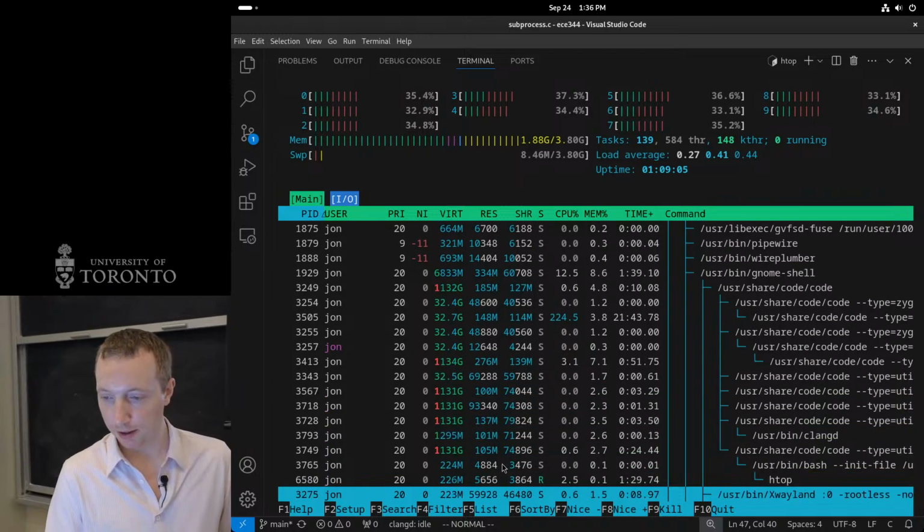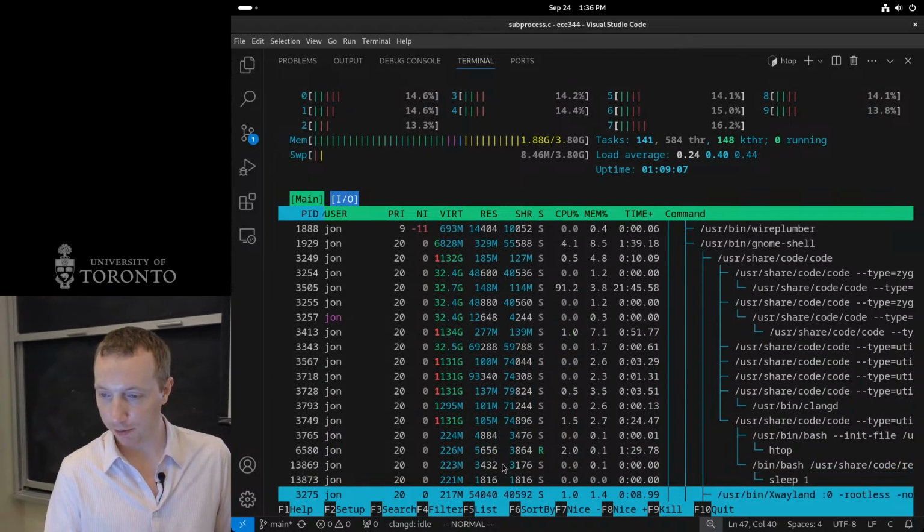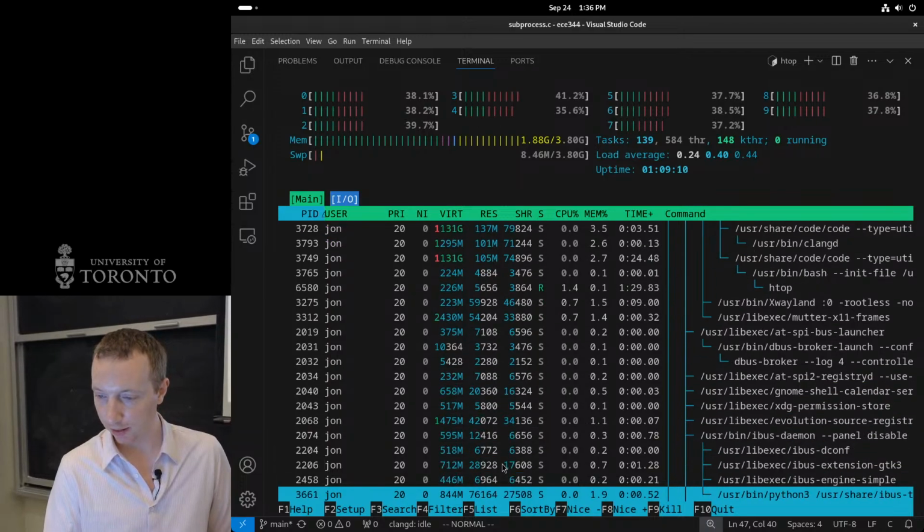Anything else interesting? All right, there's VS Code taking up a virtual ton of memory. Nothing to see there.